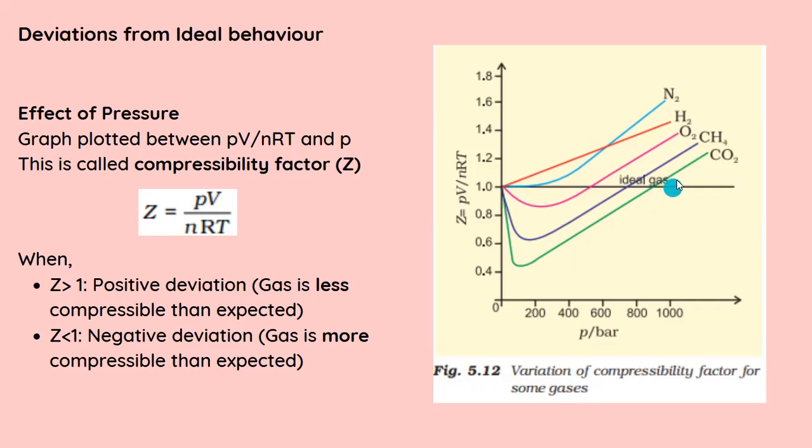On the other hand, for gases like methane and carbon dioxide, first the value of Z is less than 1, and then it is greater than 1. Especially at lower pressures, the value of Z is less than 1, which means at this condition these gases are going to be more compressible than expected. However, as the pressure increases, the value of Z also increases, and that's going to be more than 1. And that's why the gas is less compressible than expected.